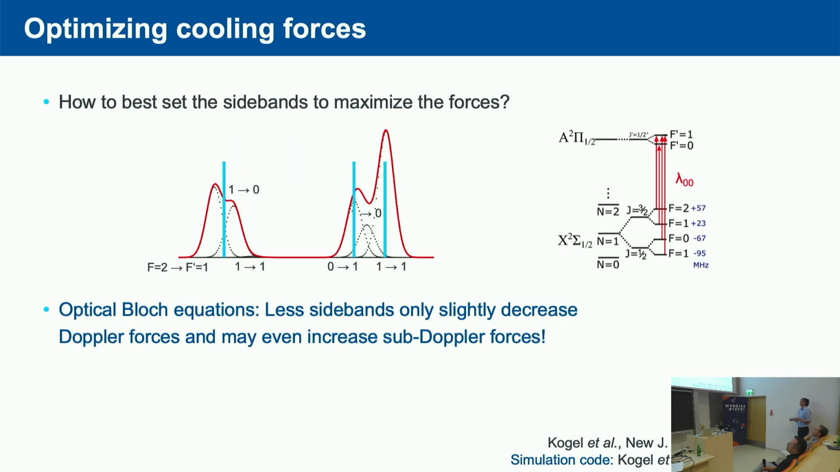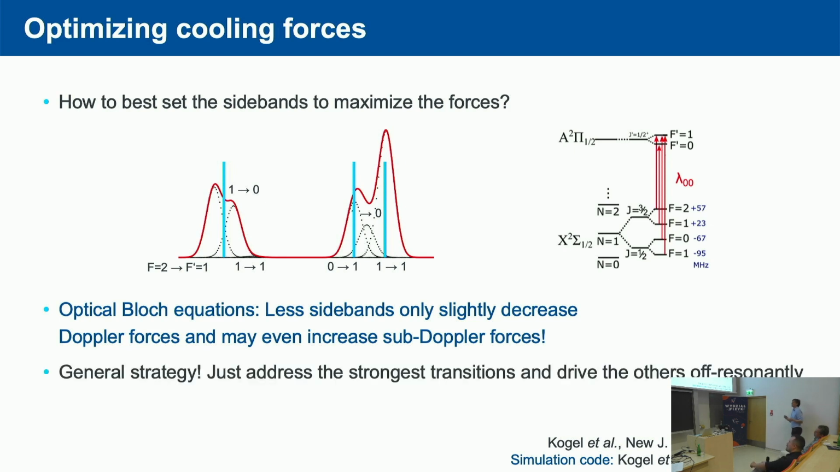And so it turns out actually for these more complex structures, you can use fewer laser frequencies that do not address every transition, but you just address the strongest ones. And that actually only slightly decreases your Doppler forces, and it may even increase your sub-Doppler forces because, I mean, these are all lambda-level schemes, and you always have some dirty resonances in there, and if you reduce the frequency components, actually the forces become larger sometimes, if you do it well.